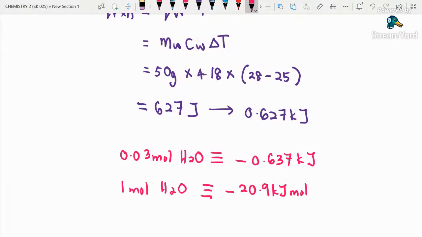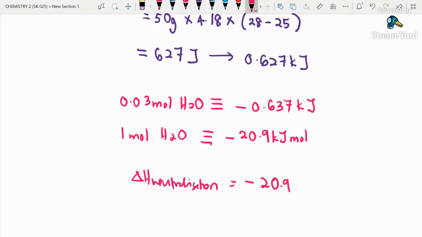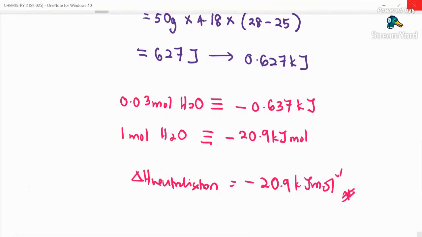kilojoule per mole. So, you boleh tulis delta H neutralization negative 20.9 kilojoule per mole. Kenapa dia boleh dapat rendah daripada 57.7 tu? Because it is a weak acid and strong base. Macam tu cara dia.